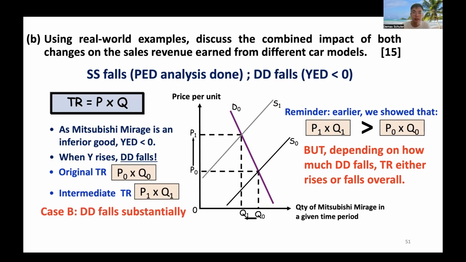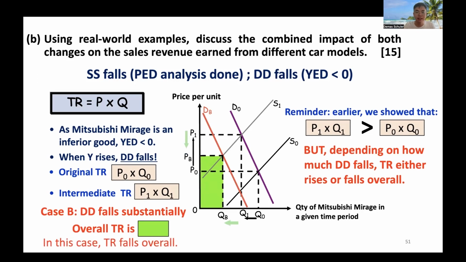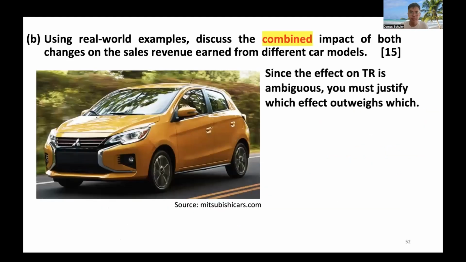Whereas in case B, demand falls substantially, so the demand curve shifts from D0 significantly leftwards to DB. And as you can see, the overall total revenue is the region shaded in lime green. And in this case, total revenue falls overall. So there are 2 cases actually. And since the effect on total revenue is ambiguous, you must justify which effect outweighs which.